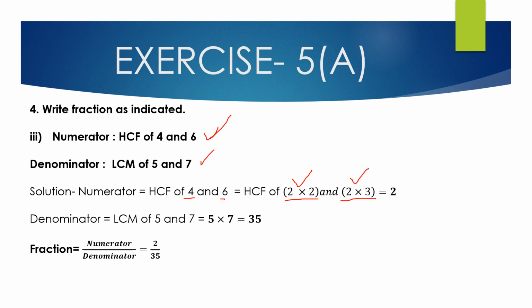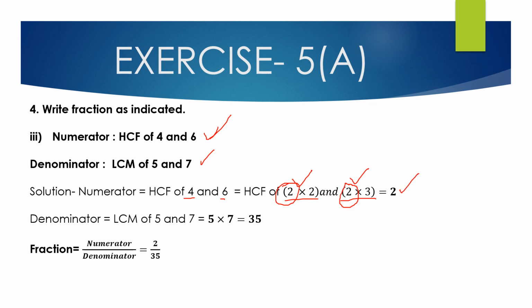So the highest common factor is the common factor between 4 and 6. The common factor is 2. Here also 2 is there, so 2 is the common factor between 4 and 6. Here there is a 3, but in 4 there is no 3, so the only common factor of 4 and 6 is 2.